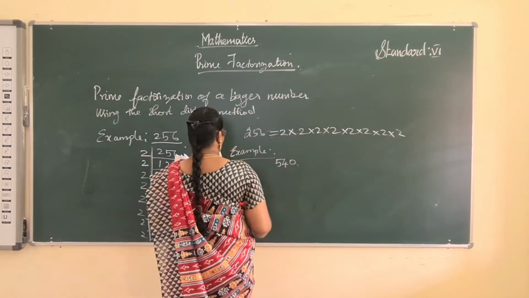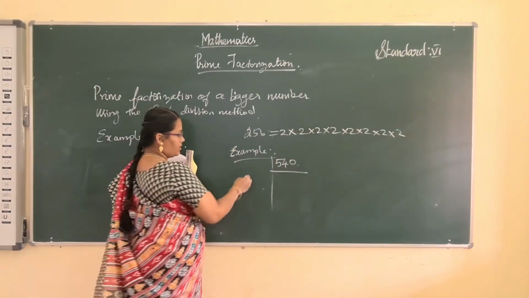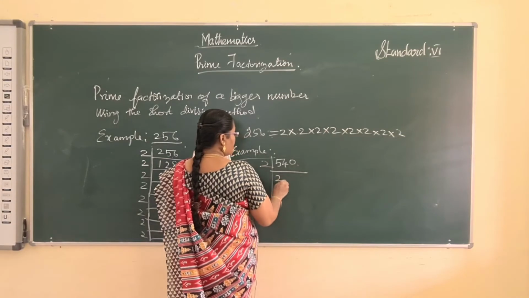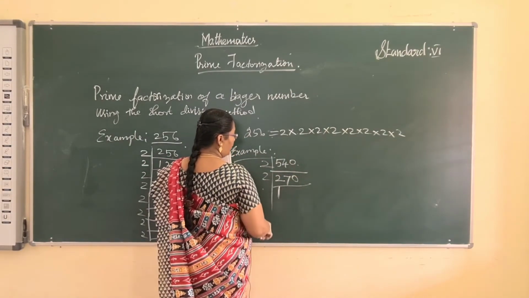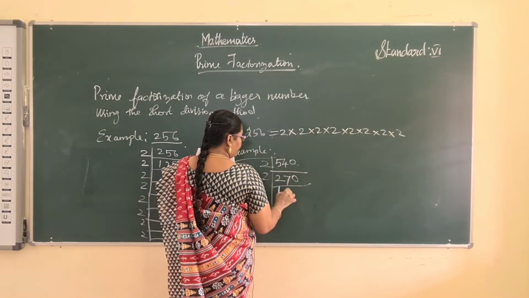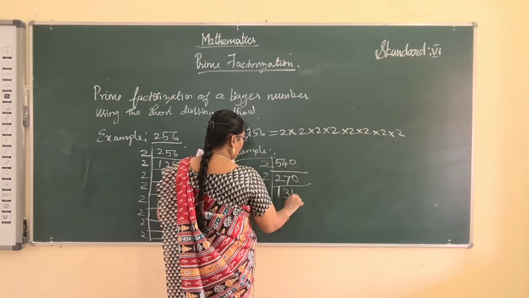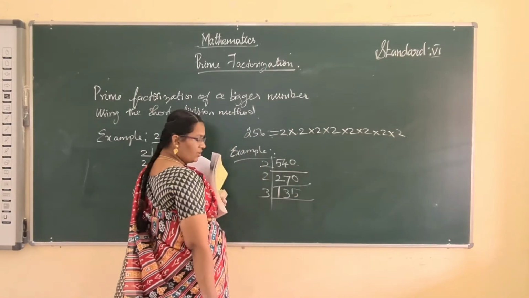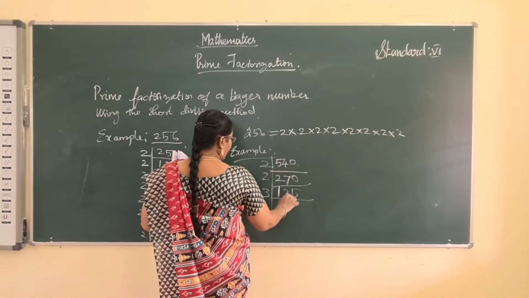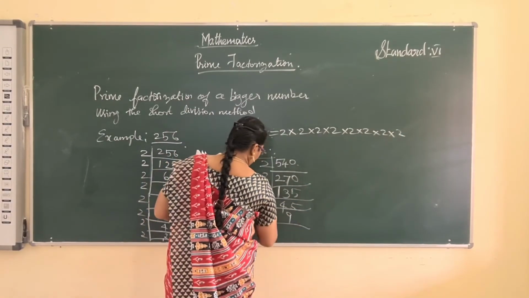540. How do you express it? Use the 2 table: 2 twos are 4, 2 sevens are 14, giving 270. Again the 2 table: 2 ones are 2, 2 threes are 6, 2 fives are 10, giving 135. Then 135 is divided in the 3 table: 3 fours are 12, 3 fives are 15. Again the 3 table, 3 threes are 9, then the 5 table.